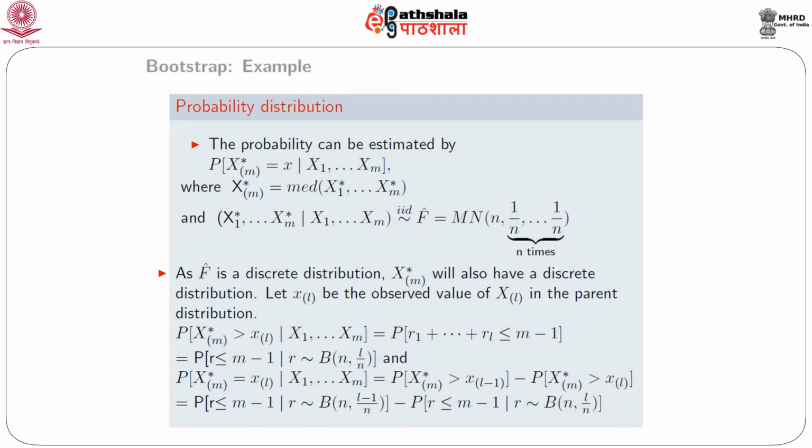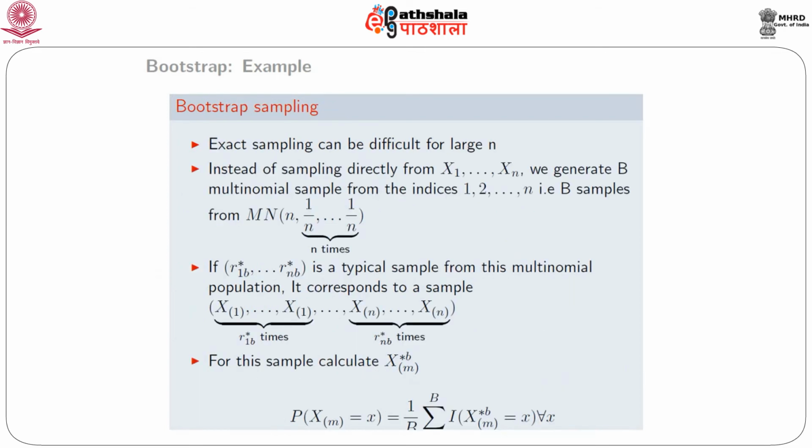So, the exact distribution of the above is difficult computationally for large n. So, here we can use the bootstrap sampling approach. Instead of subsampling directly from x1 to xn, we can subsample from the indices 1 to n. Here we generate B multinomial samples from a multinomial distribution with parameters n and 1 by n, ..., 1 by n, n times, and then for each of them, we have R1 star b, R2 star b, ..., Rn star b, a typical sample from a multinomial population.